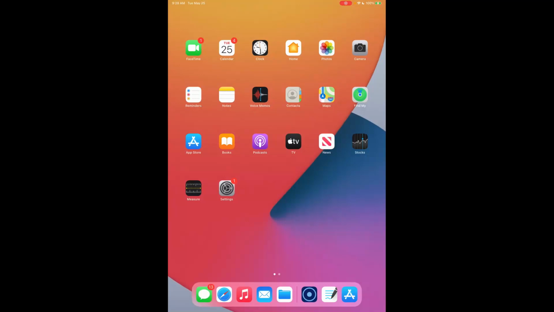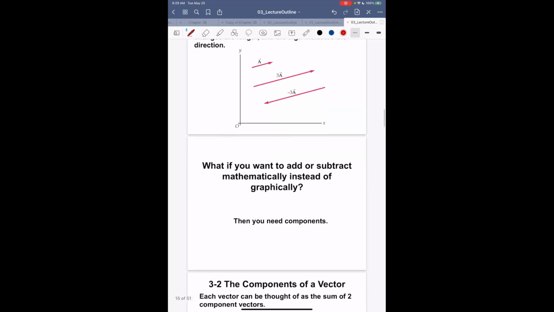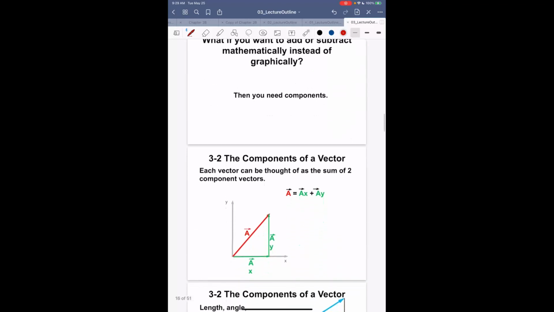Again, I will go back to chapter 3 and we will talk more about adding by components. Okay, now if I want to add or subtract vectors, instead of the graphical method, which is a little bit more difficult, I need to use the components.